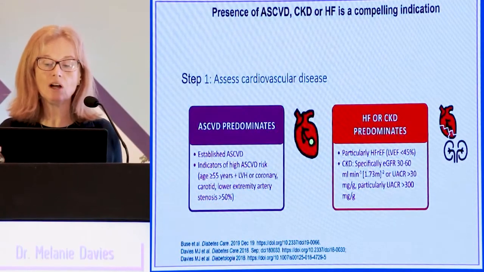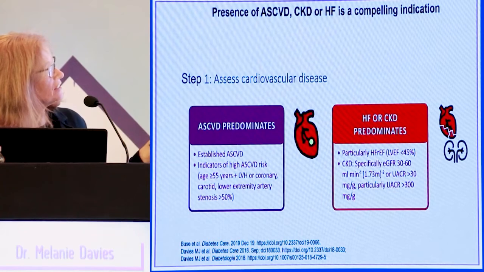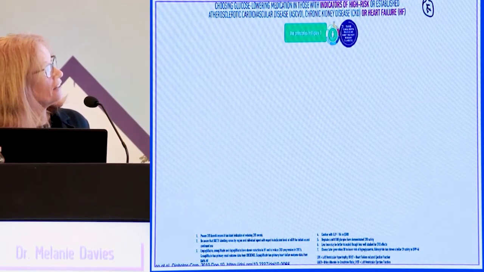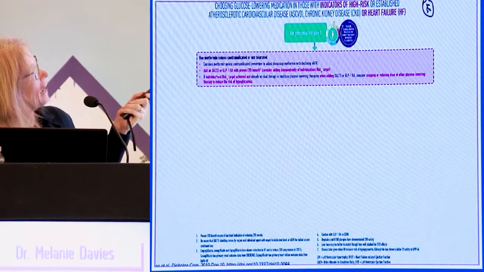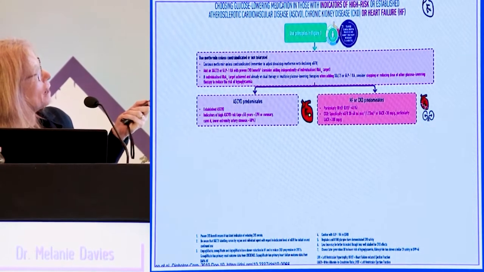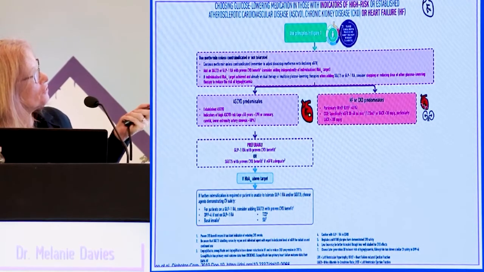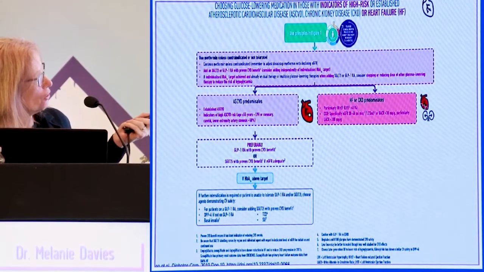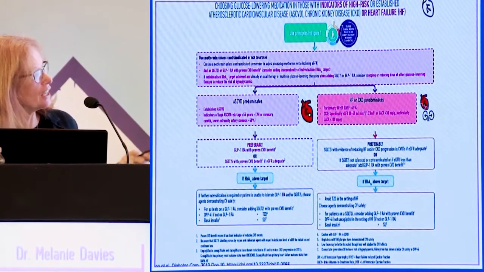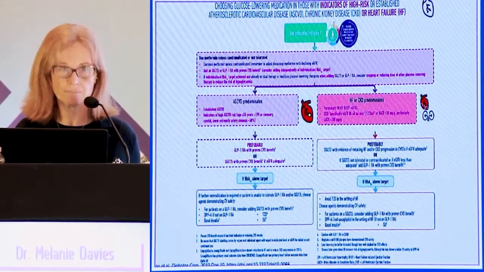So this is how the algorithm looks now. It talks about those high-risk indicators. It talks about heart failure. And right at the top, it talks about adding independent of A1C and the preference for the GLP-1s for MACE, but you can obviously still use an SGLT2, and the clear preference for the SGLT2s in the setting of heart failure or chronic kidney disease.